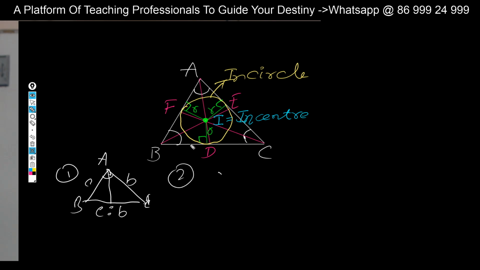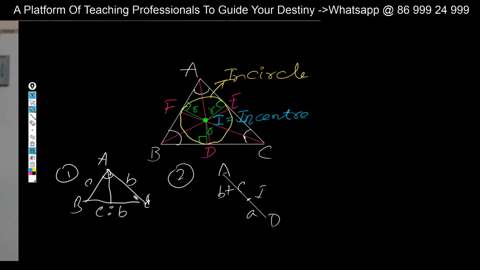AD is the internal angular bisector. This internal angular bisector is divided by the incenter in the ratio of, important please, B plus C is to A.